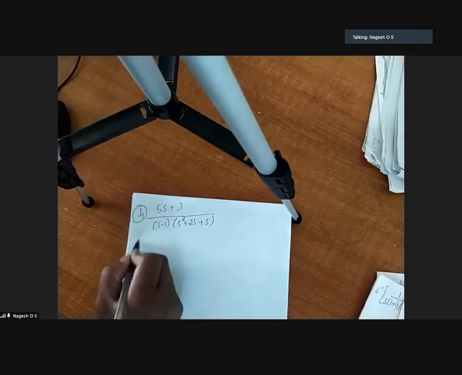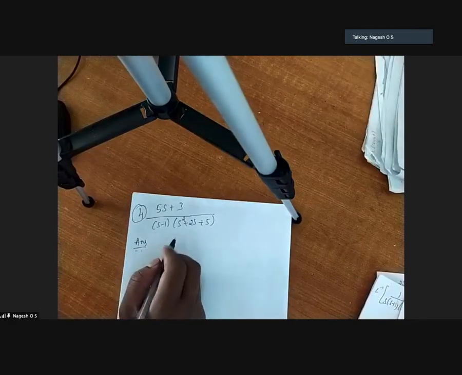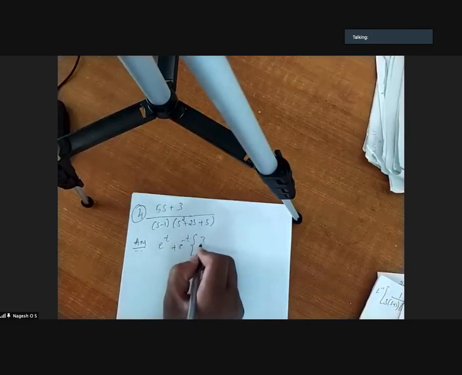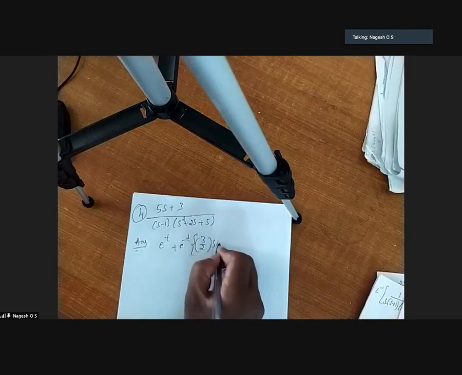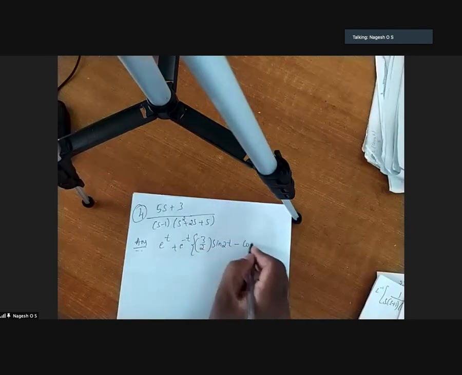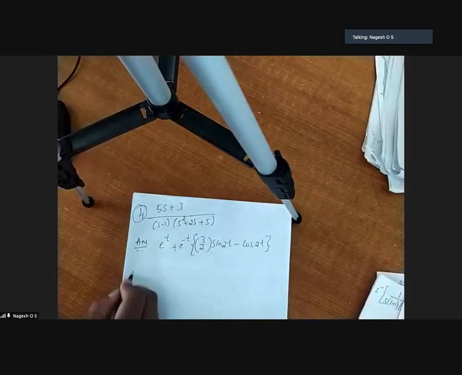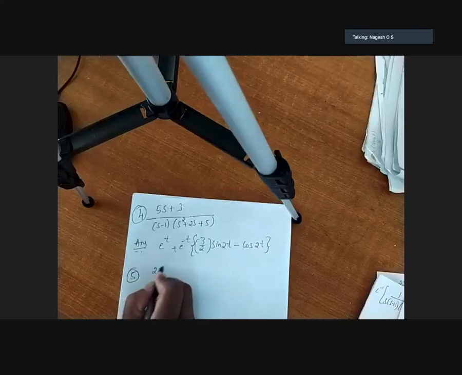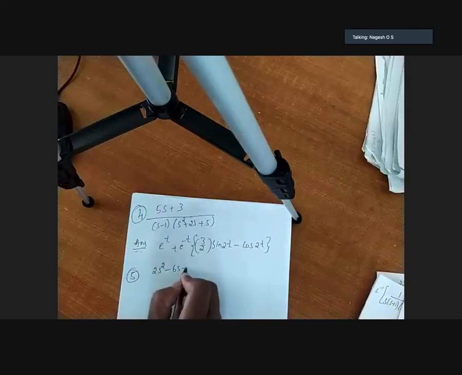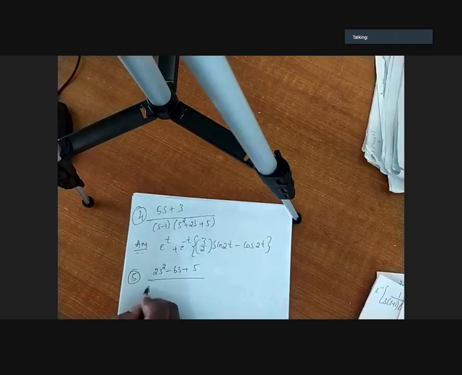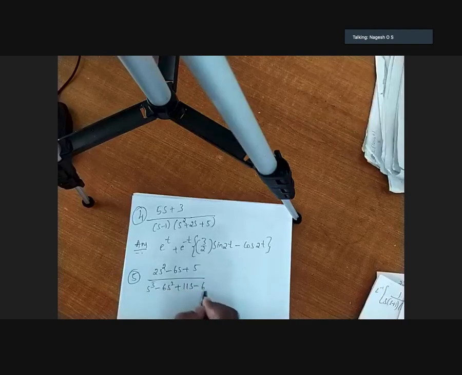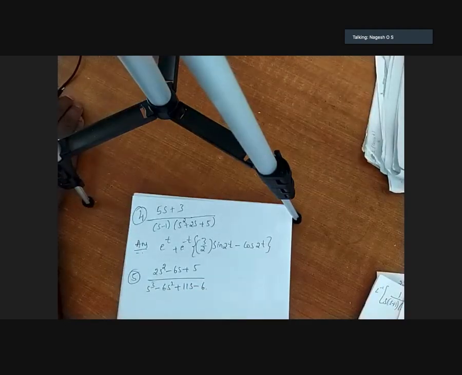For this, I will write the answer: e power t plus e power minus t, 3 by 2 sin 2t minus cos 2t. This is the answer. One more problem: 2s square minus 6s plus 5 divided by s cube minus 6s square plus 11s minus 6. So this is another problem. We try these two problems.